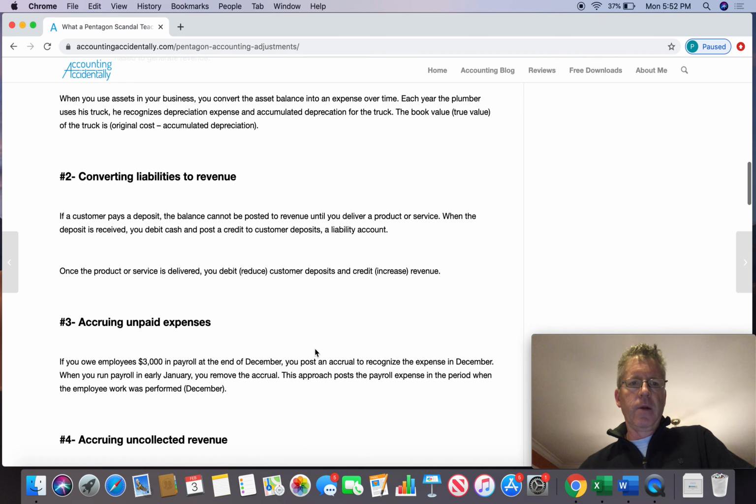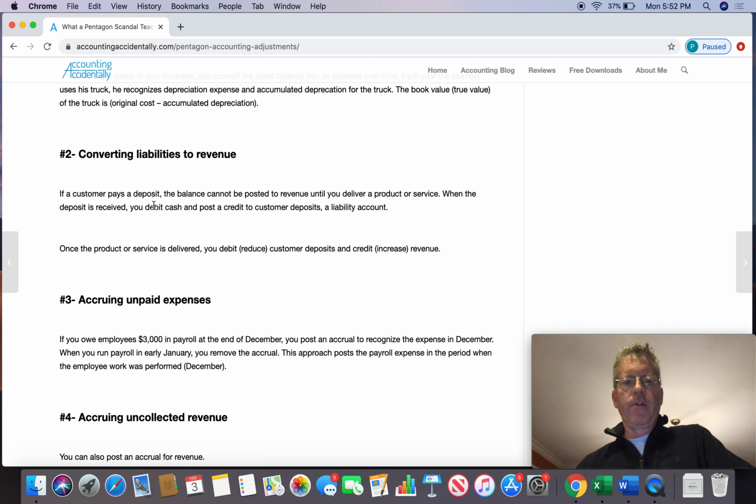Converting a liability into revenue. The common example is customer deposit. If a customer pays a deposit, the balance can't be posted to revenue until you deliver a product or service. When the deposit is received, you debit, increase cash, post a credit to customer deposits, a liability account, because if you never delivered a product or service, in theory, you'd have to give the money back. Once the product or service is delivered, you debit to reduce customer deposit, the balance is zeroed out. You credit to increase revenue.